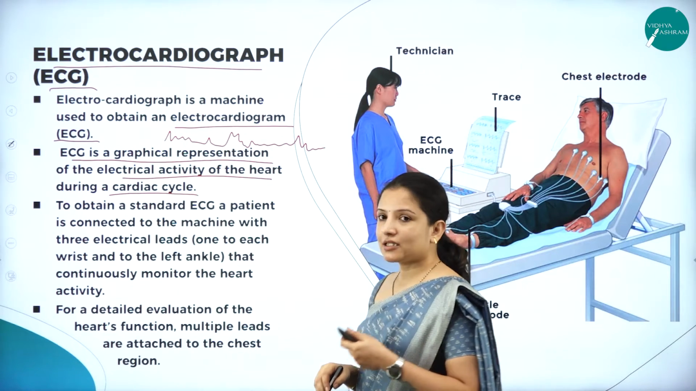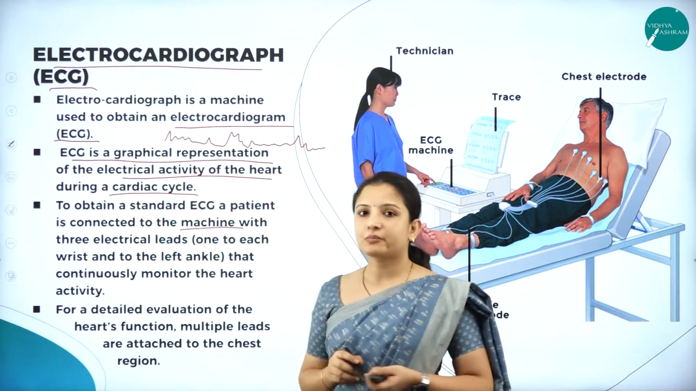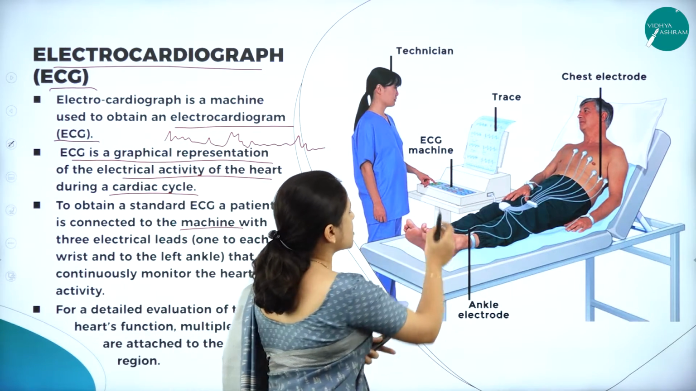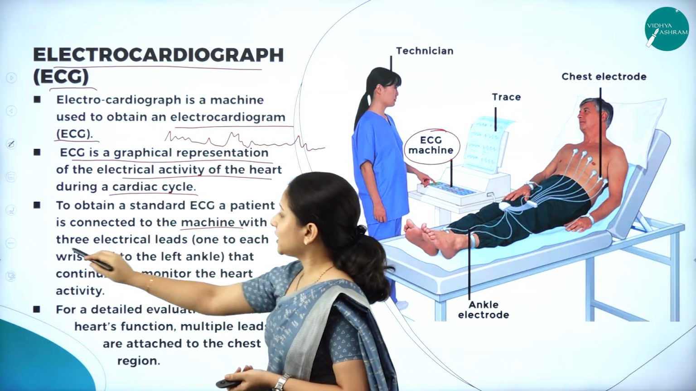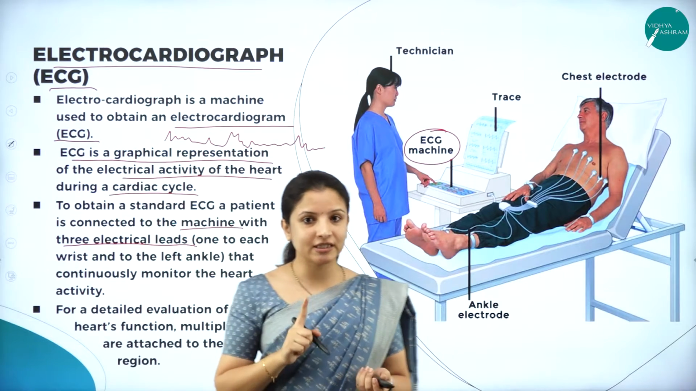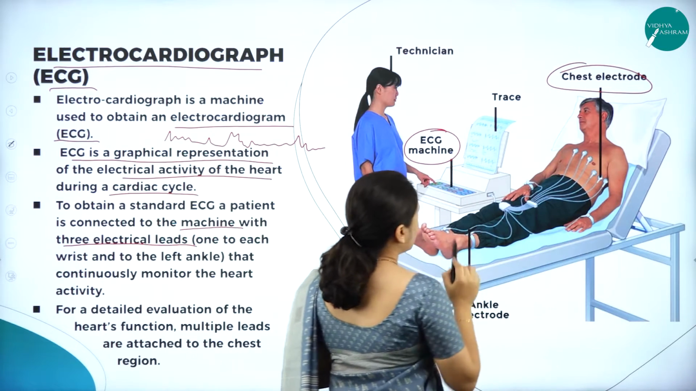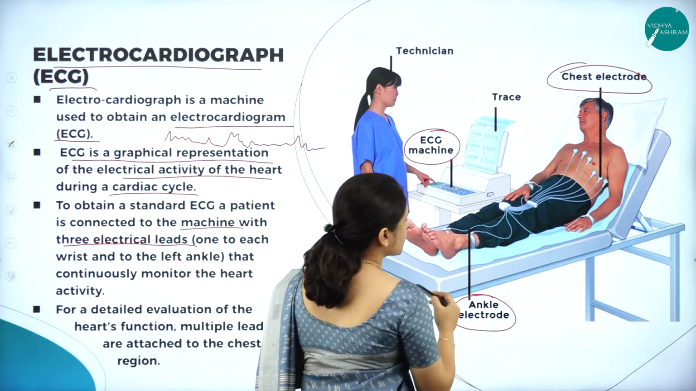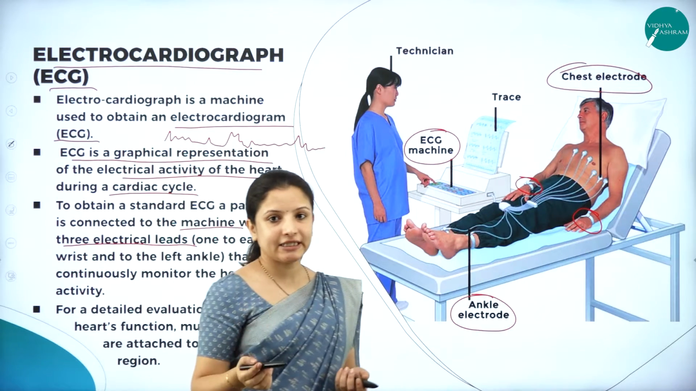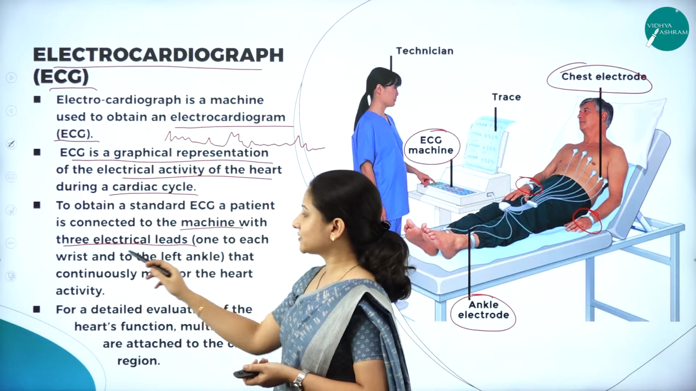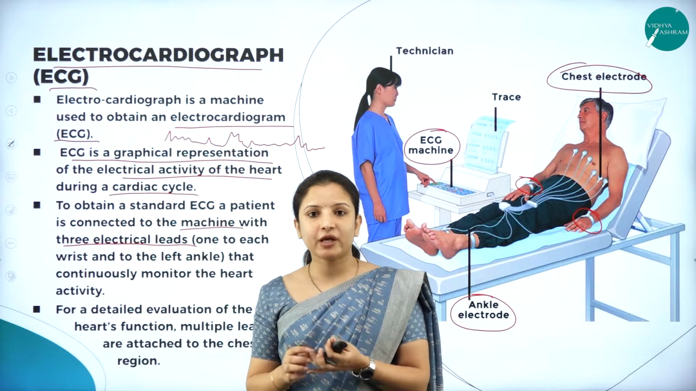So to obtain a standard ECG, a patient is connected to the machine. Which machine? He is connected to the ECG machine that you can see here, and if you can see there in the diagram, with 3 electrical leads. A few of the electrical leads are the chest electrode, one more is the ankle electrode, and one more is the wrist electrode. So 3 electrical leads are connected, one to each wrist and to the left ankle, that continuously monitor the heart activity, because that is where we find the pulse.